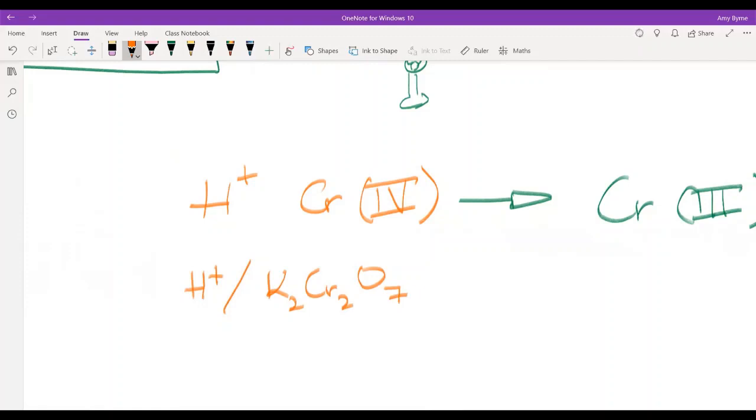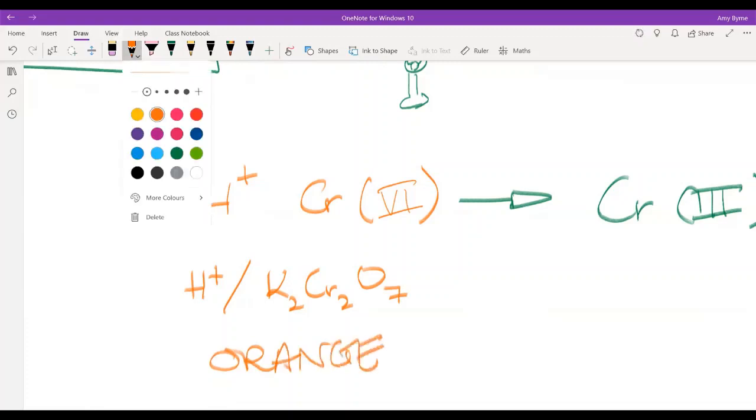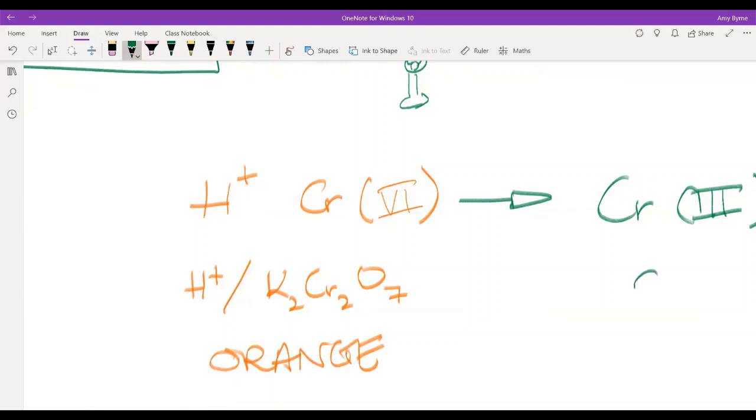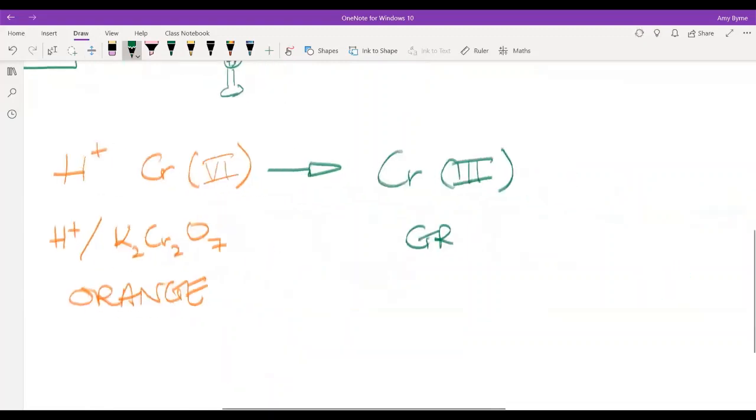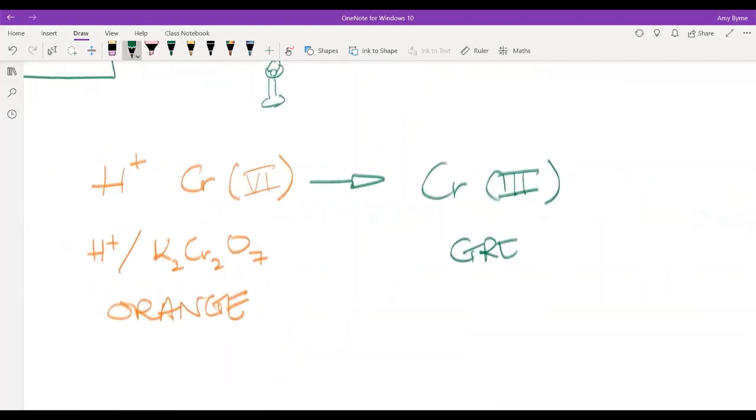Sorry, I've got the wrong oxidation state here. My apologies. So this is dichromate 6. I got my Roman numerals around the incorrect way. So this is orange. And this guy is green, because I'm obvious like that with my pen colors sometimes.